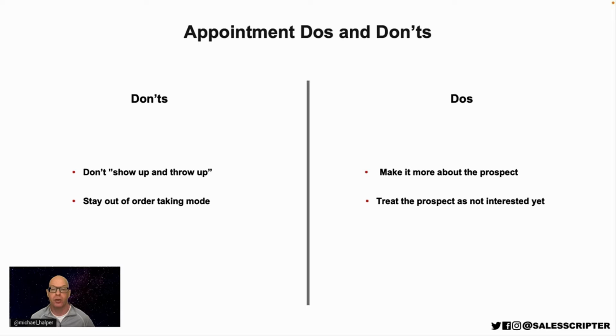But if we go back to those small business owners, what they should have done, instead of being in order taking mode, they should have asked some of those pain questions and talked about some of those pain points and talked about some of the things that they were putting in the great script that we were creating for the appointment setter, instead of just thinking, oh, the prospect accepted an appointment, let me go sell my product and take an order. The next don't is don't wing it.